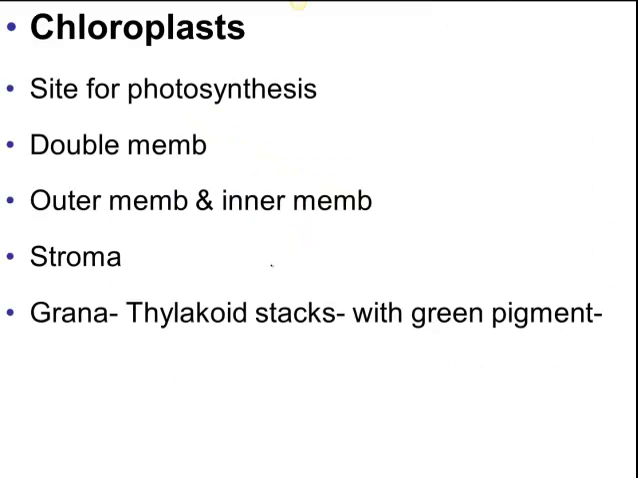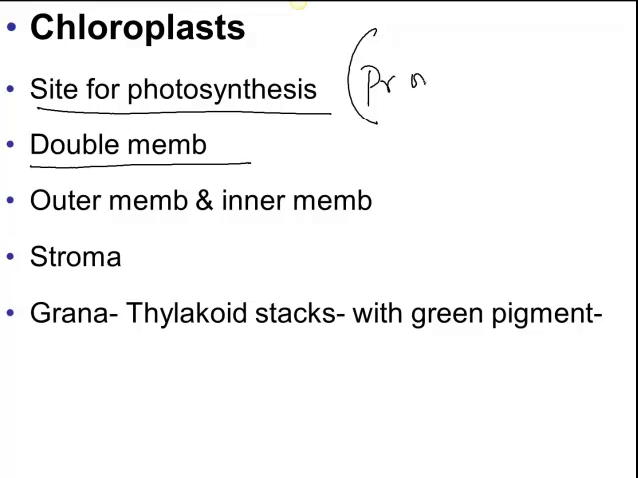Then you have the next special organelle that we would talk about, and we would be talking more in detail about it when we are doing the chapter on photosynthesis. It again has a double membrane. It is the site for photosynthesis, so it is present only in plants, among the eukaryotes. Okay, it also has an outer membrane and an inner membrane.